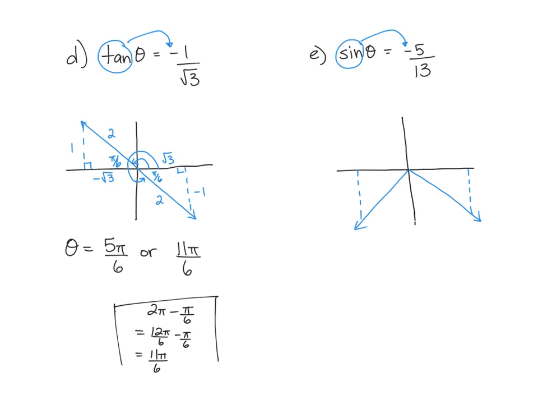I can fill in those values, opposite over hypotenuse. So negative 5 over 13. Again, we're going to use our related acute angle to help us in this case, except what you're going to notice is that we do not have a special triangle for this.